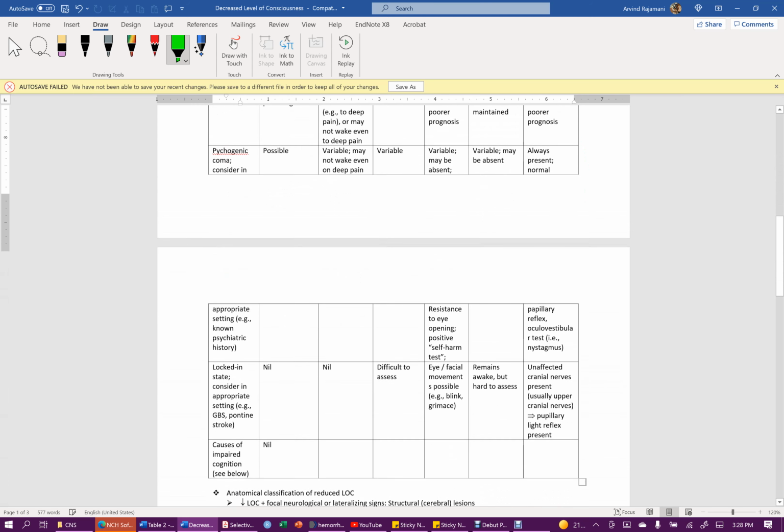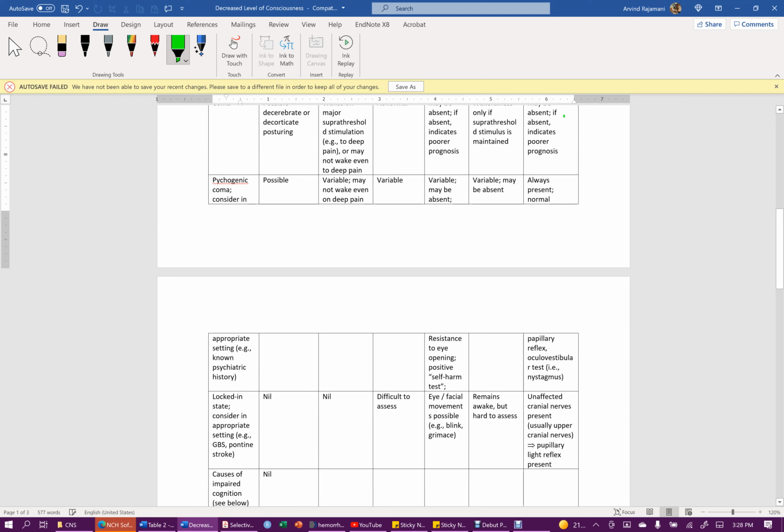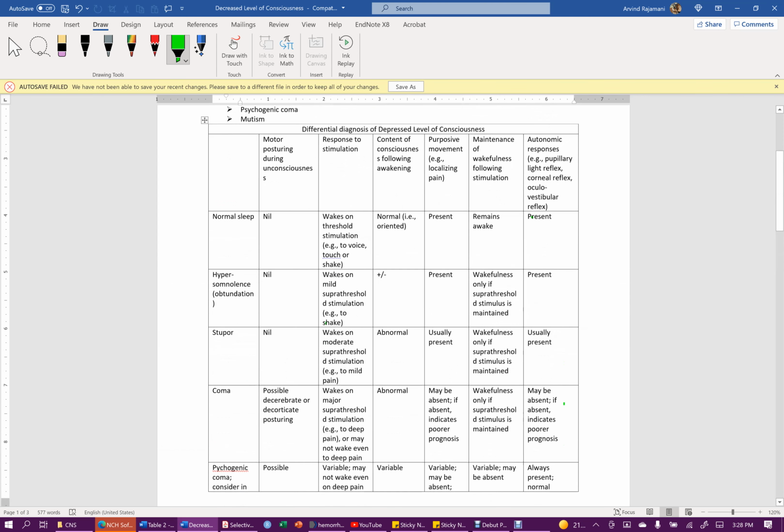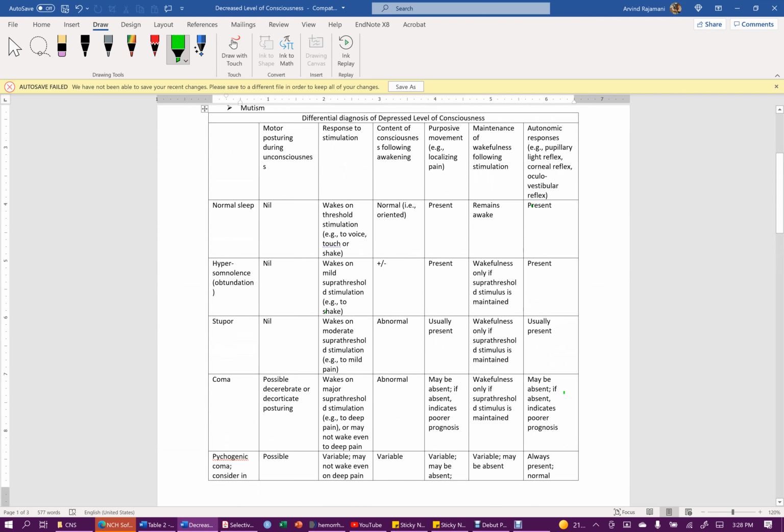Okay, now you come to psychogenic coma. Firstly, you need a psychiatric history, or rather, the patient has to have some kind of psychiatric illness. Because it's psychogenic, I don't think there are any rules. This is variable, and the only thing that is not variable is anything that is autonomic, because the patient can't control that. It will always be present. The patient's pupils, etc., will be working.